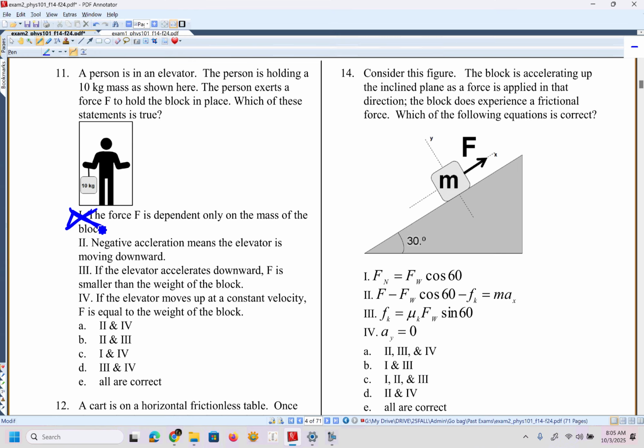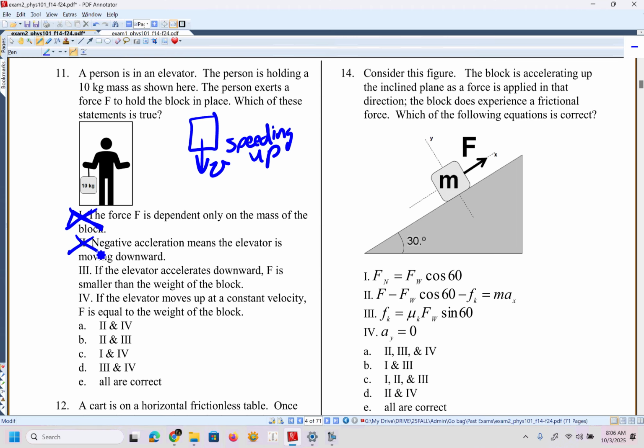I do checks for true, X's for not true. I recommend that you have something else that's consistent, because we just have a lot of these types of questions. Negative acceleration means the elevator is moving downward. Not necessarily. It can mean it's moving downward, like if it's going downward and it's speeding up, that would be negative acceleration. Or if it's going upward and slowing down, that would be negative acceleration too. So that could be true, but it's not necessarily true.